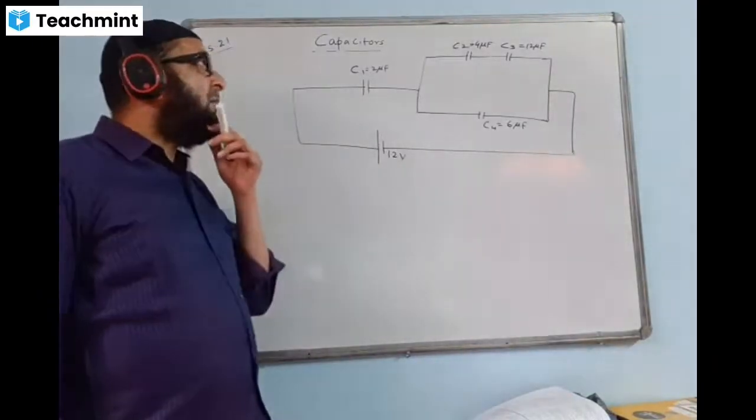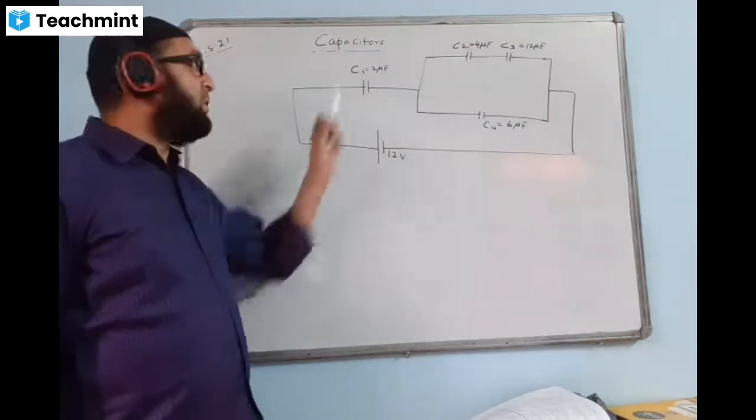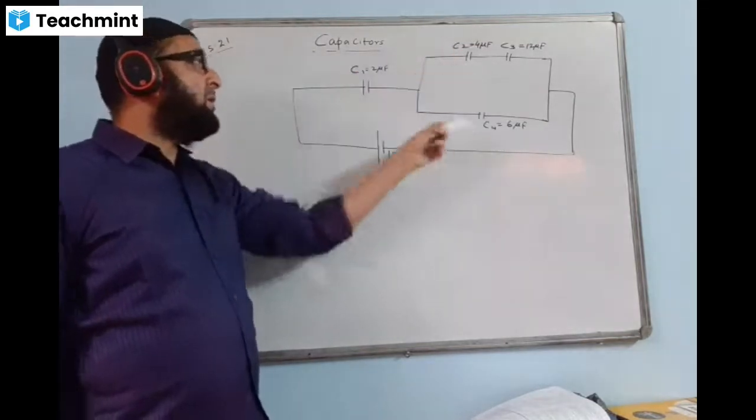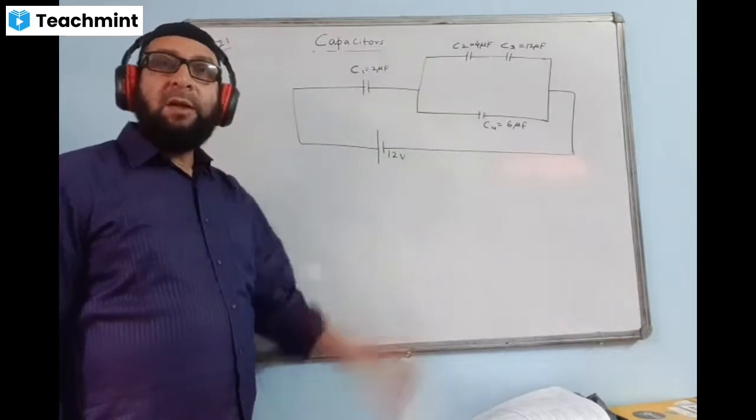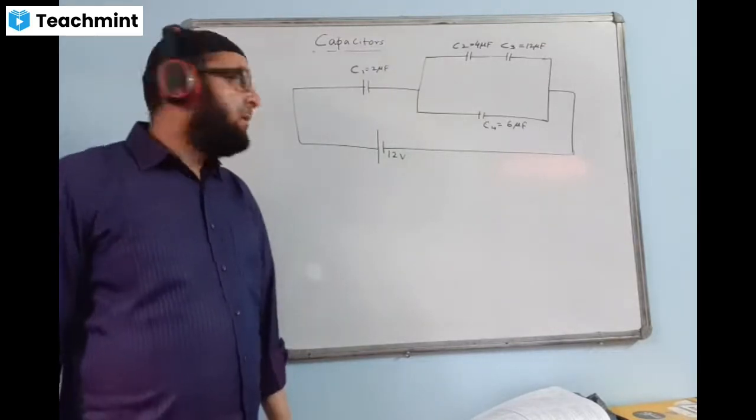Here the question says find the charges on each of the capacitors C1, C2, C3, C4. You have to find the value of charges of each of them. And this is the circuit given.